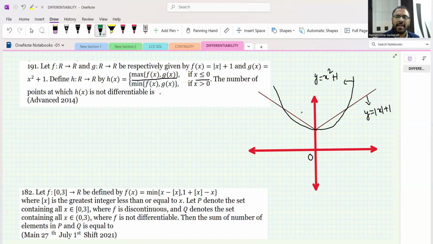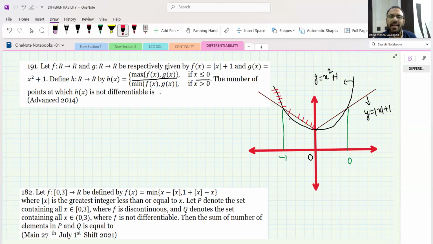They will meet at -1. This is -1 and this is 1. For x less than or equal to 0, we have to see the maximum graph, nothing but the top graph. All right. So for x less than or equal to 0, we take the maximum.